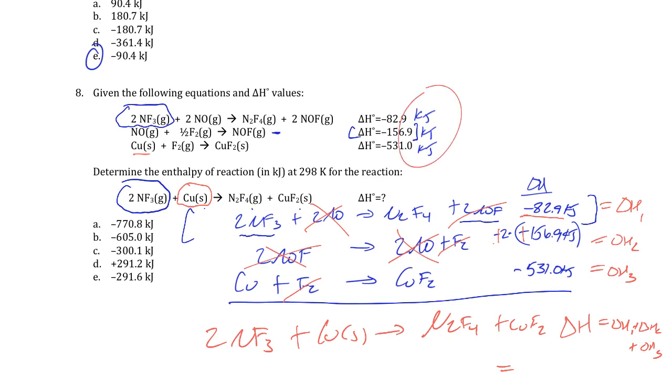And so let me try this one more time. So 82.9 negative, and then plus 2 times 156.9, and then minus 531. So I get minus 300.1 kJs.